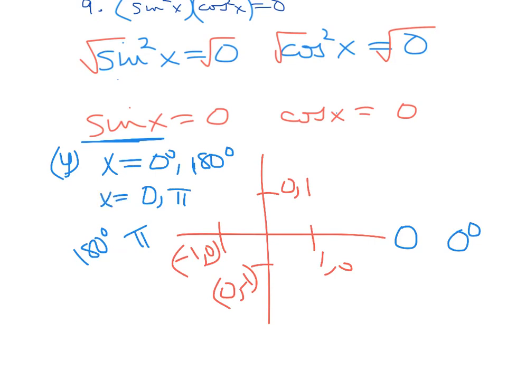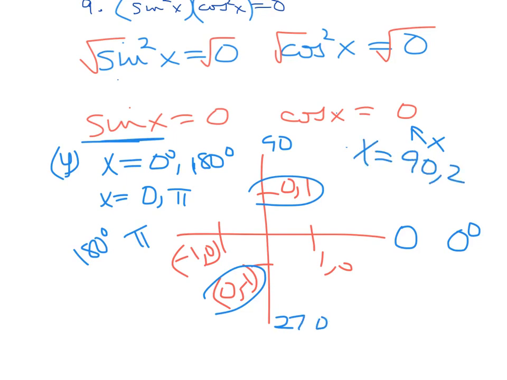The other one, it's where x equals 0. So for that one, it's going to be here and here. So this is 90 and 270. Or if you're doing it in radians, it's pi over 2 and 3 pi over 2. Again, just make sure you read to see how the question wants you to leave your answer. So that is solving trig equations.